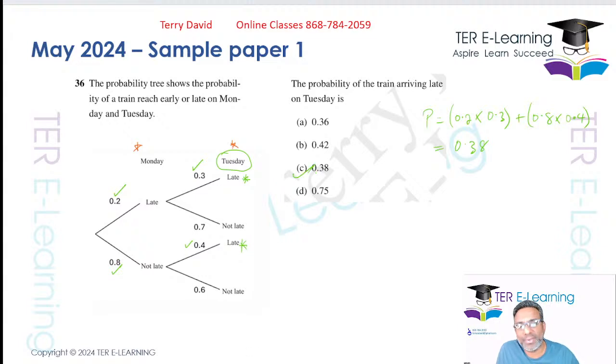If you are given a question on a probability tree, remember, like I said, there are only 3 papers you have to work with: 2021, 2022, 2023. So there aren't enough questions for you to practice. Okay, so that's the answer for 36.